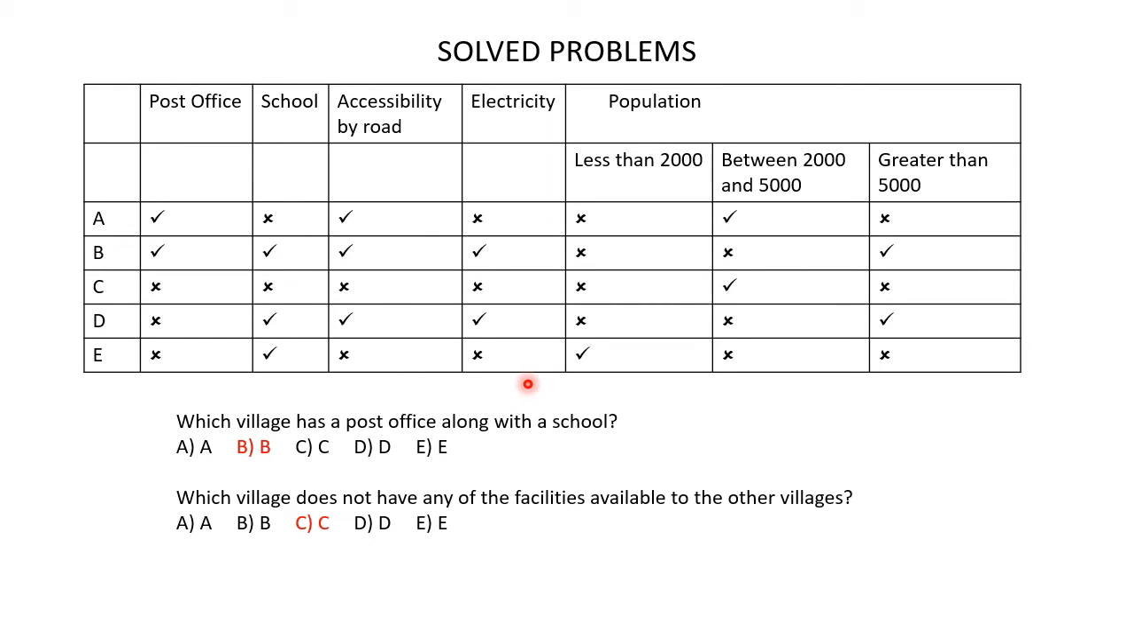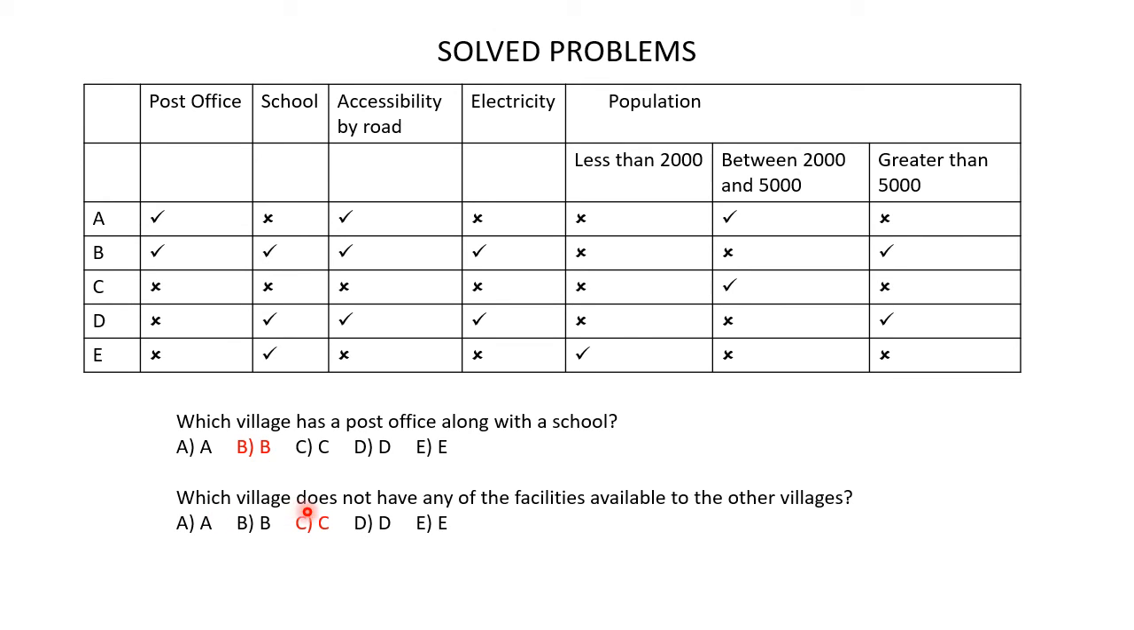So this is the completed table for the given problem. Which village has a post office along with a school? You're given 5 options here and you have to find out which of these options is the correct one. So villages A and B have post office, but only village B has a school also. So it's village B which has both a post office and a school. So the correct answer is option B, B.